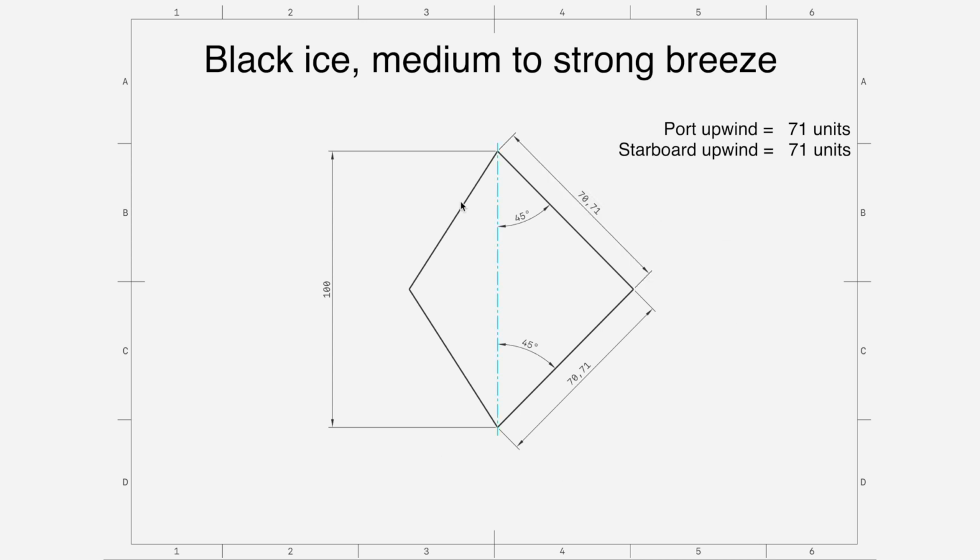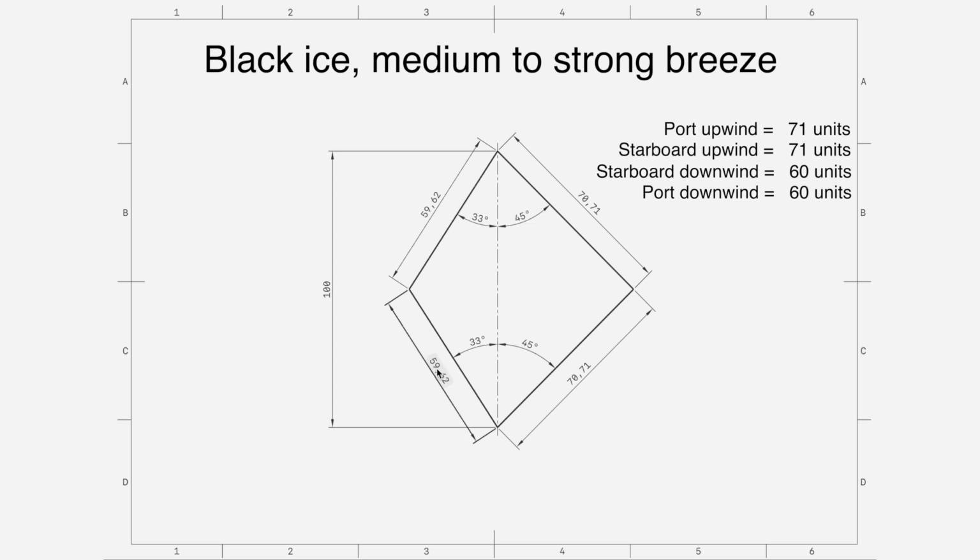After rounding the mark, the iceboat starts to sail at an even smaller angle of 33 degrees. We have one jibe and two legs. At 33 degrees, each leg distance equals 60 units. Four legs combined make a lap distance of 262 units. Divided by the race course length, we get a lap factor of 2.62.